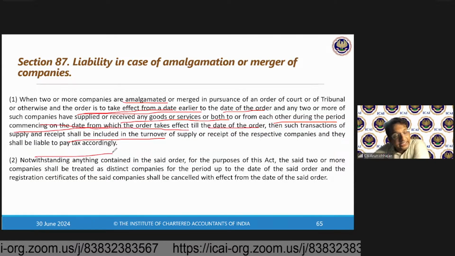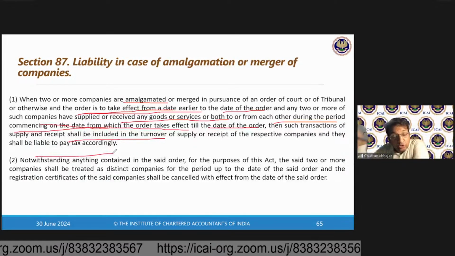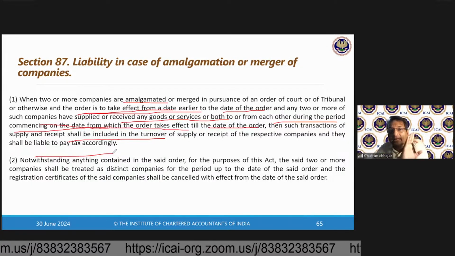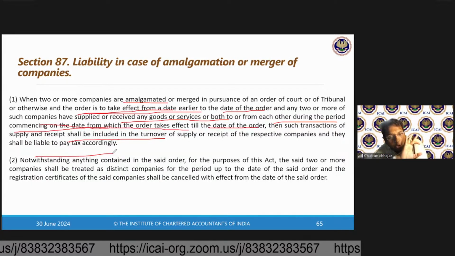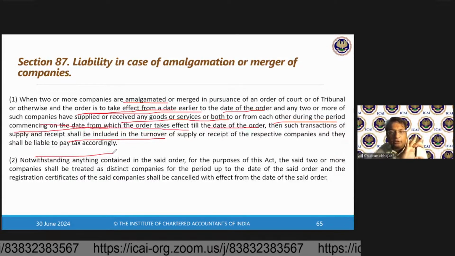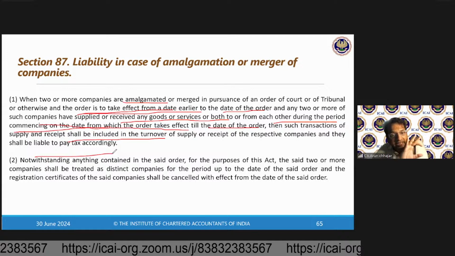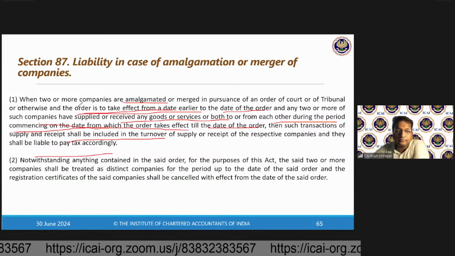If the effective date of an order is earlier than the date it is issued, then for that period the companies would be liable. Notwithstanding anything contained in the said order, for the purpose of this Act, the said two or more companies shall be treated as distinct companies.